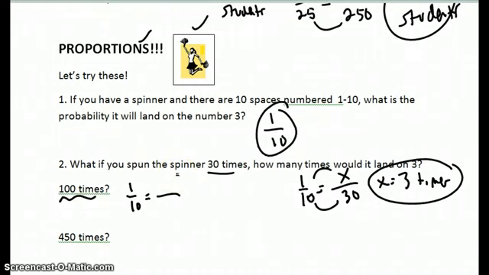Well, yeah, it's going to be 10%, but we're not looking for that percent. We're looking for how many times. So it's going to be X over what? Over 100. Yep, and then the answer is going to be 10 times 10 is 100, and 1 times 10 is 10. So you should get it 10 times.